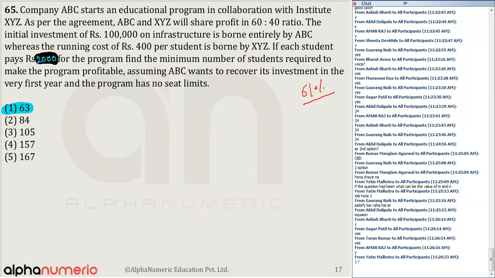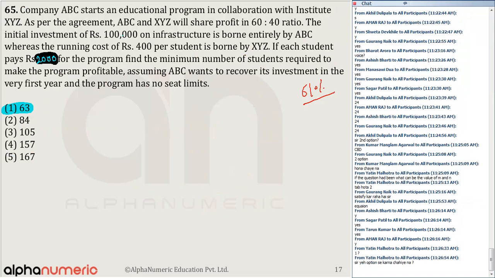Company ABC starts an educational program in collaboration with Institute XYZ. As per the agreement, the profit will be shared in the ratio 60 to 40. The initial investment is 1 lakh, while the running cost of rupees 400 per student is borne by XYZ. Let's say the number of students is x. So the total cost is 400x.